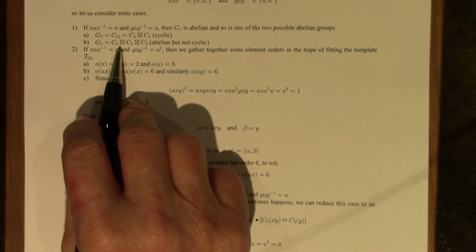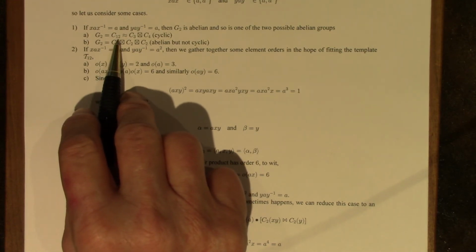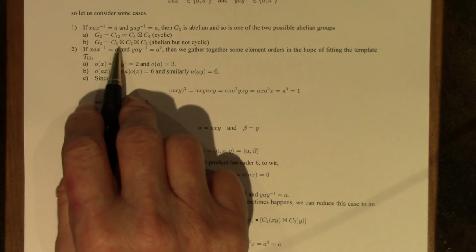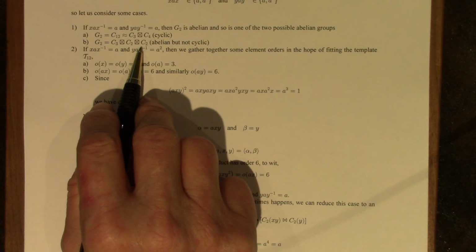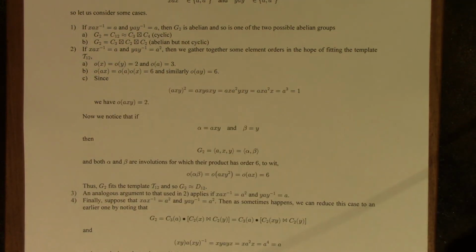And those are these 2 groups here, either C12 cyclic group or C3 direct product C2 direct product C2, which is abelian but not cyclic.